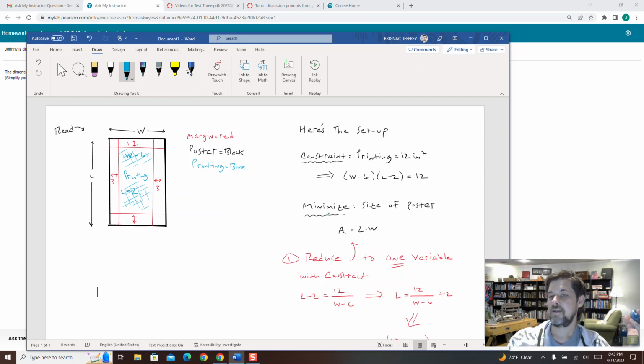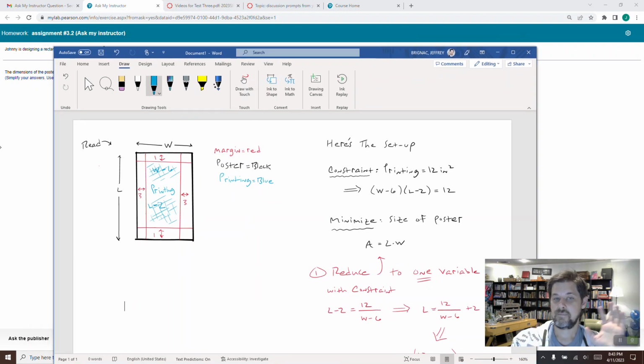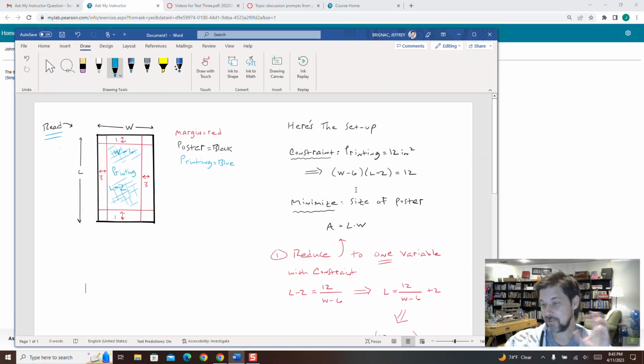And I want to minimize the size of the poster, the actual size of the poster as it is. That would be its area, which is its length times its width. So I started with this picture in order to help you visualize what we would read, and then from that I had to do a little bit of math to figure out what the constraint is and what I'm trying to minimize.